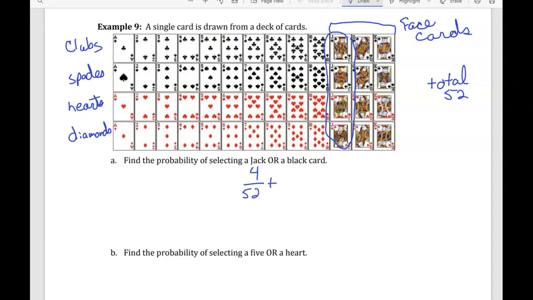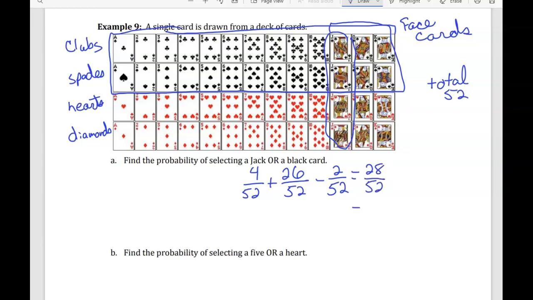We have an or. And then we're going to select black cards, which are all of these. And so half of 52 is 26. And you'll notice that I circled these two both times. That is your overlap. That is your intersection. Because these two guys got counted twice, we need to subtract those out. So that'll give me 28 out of 52 total, which I can simplify into 7 out of 13.